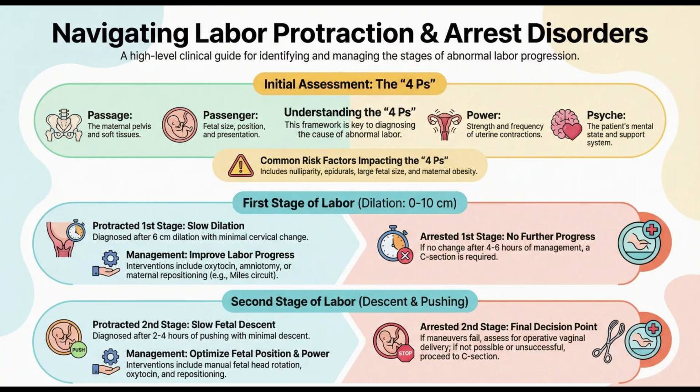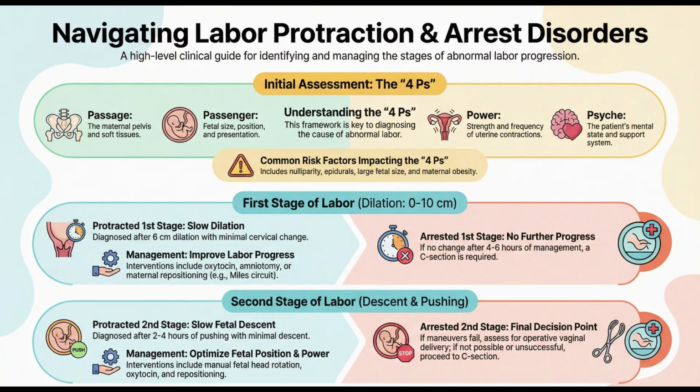Okay, let's unpack this then. Before we get into the timelines, the hours and minutes, we need the initial framework. Our sources all agree the whole evaluation starts with a mnemonic, the 4 Ps. The 4 Ps are the absolute scaffolding for the entire clinical approach. Yeah. It's a systematic way to look at every single component that could be influencing why labor is stalling. So it's never just one thing. It's rarely just one thing. It's almost always the interplay between these 4 factors.